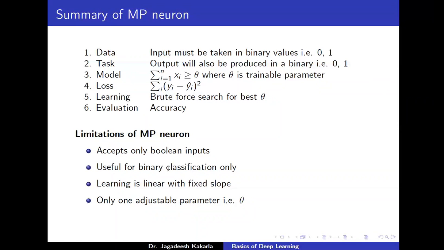So I hope you have understood this confusion matrix. Okay. Now let me come to the summary of the MP neuron.